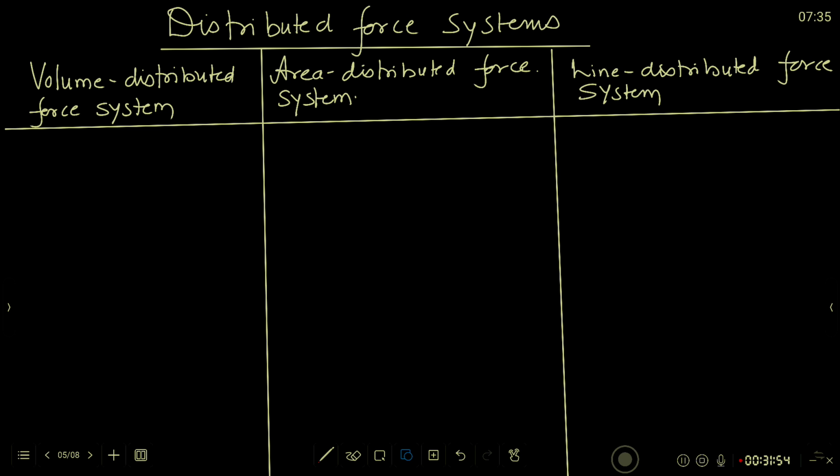Let us look at the details of these force systems. So a volume distributed force system is such that weight of an object is an example. Let me first write an example here. Gravitational force acting on an RB.